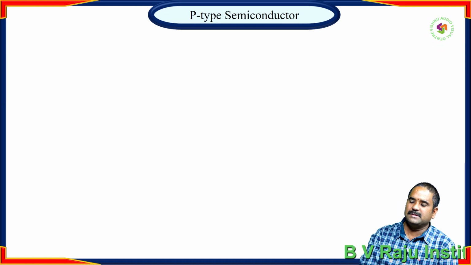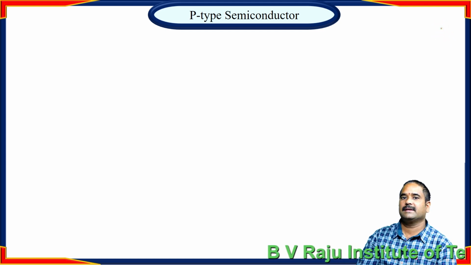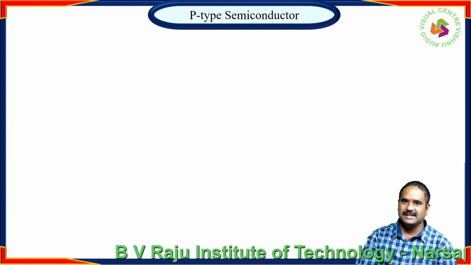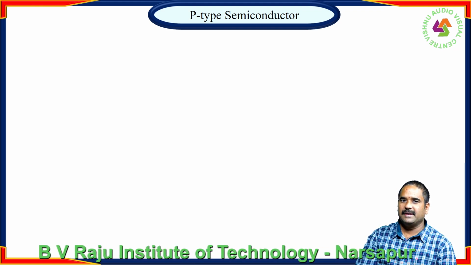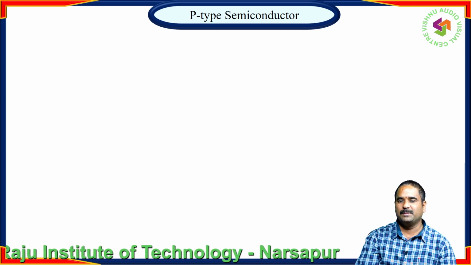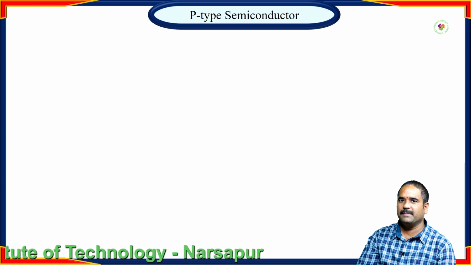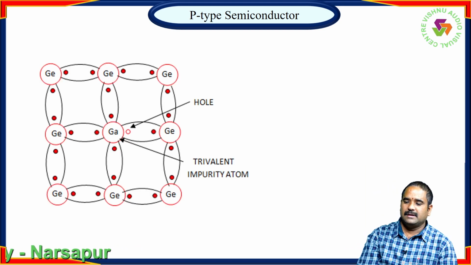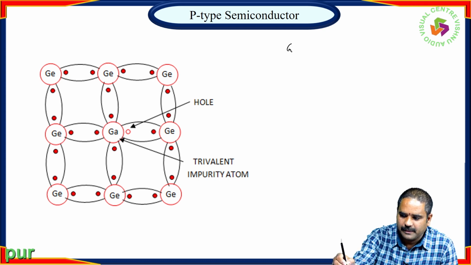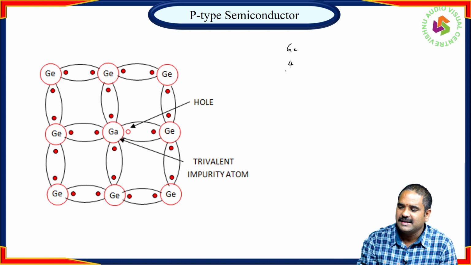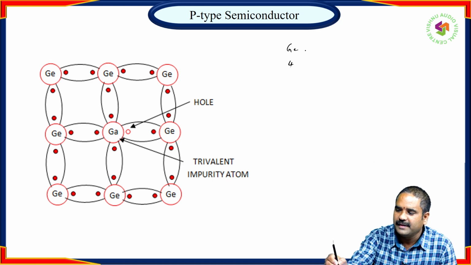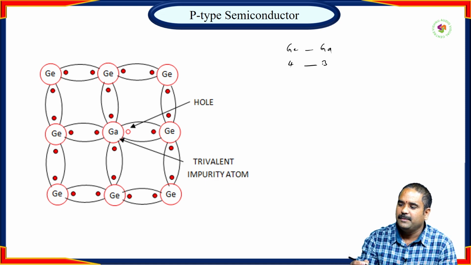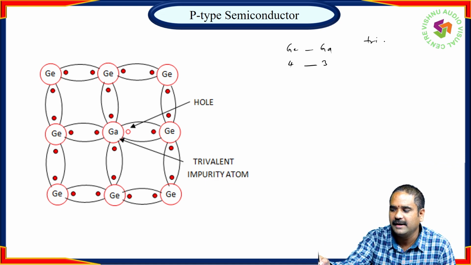Next we will discuss the p-type semiconductor. What is a p-type semiconductor? When an intrinsic semiconductor like germanium or silicon is doped with a trivalent impurity, valence 3, like aluminium or gallium, the resultant semiconductor is termed a p-type semiconductor. Germanium is a tetravalent element, its valence is 4. We are doping it with gallium, whose valence is 3, a trivalent impurity.